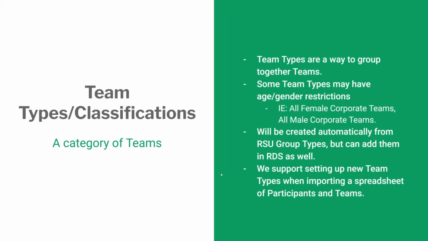So let's talk team types or classifications. Team types are a way to group together teams. So you may have, like in this next example here, where you have gender restrictions set up, you might have all female corporate teams in one team type and all male corporate teams in another team type. So that's kind of up to the registration coordinator or you if you're setting it up, or if you're just scoring a race, you can create them manually in any way you like. I usually don't find many people do that restriction unless they really want to ensure that people aren't registering for a specified team type.